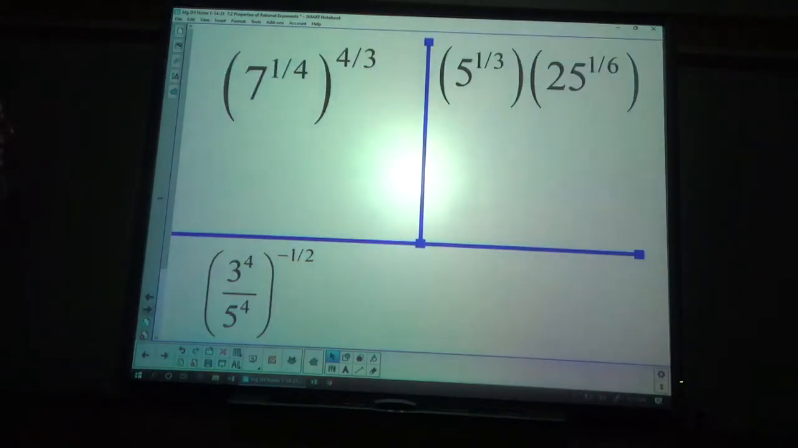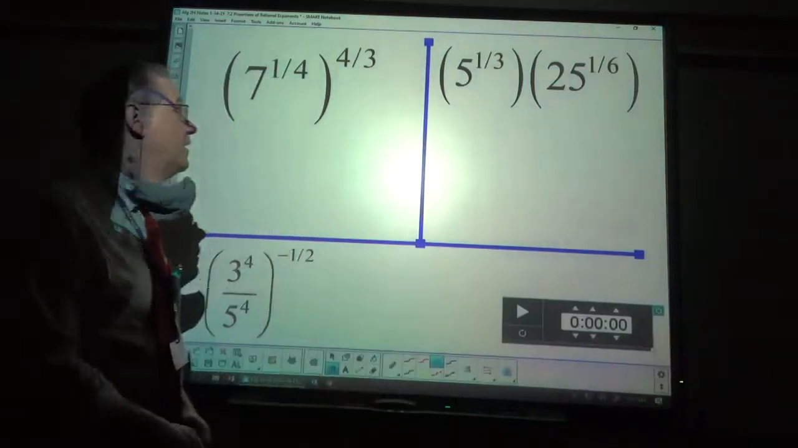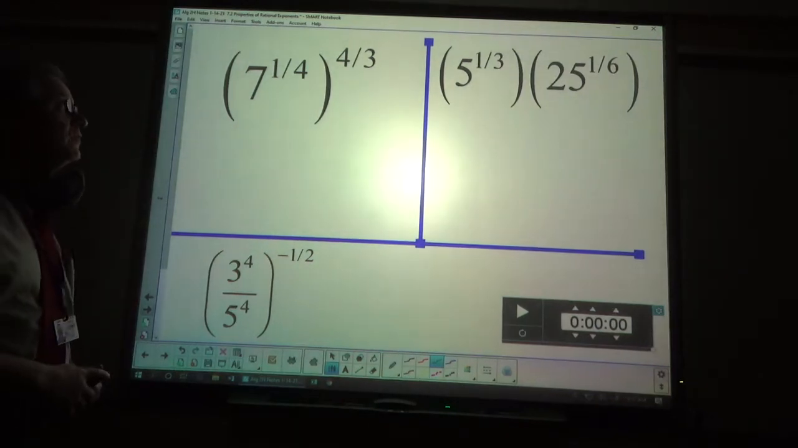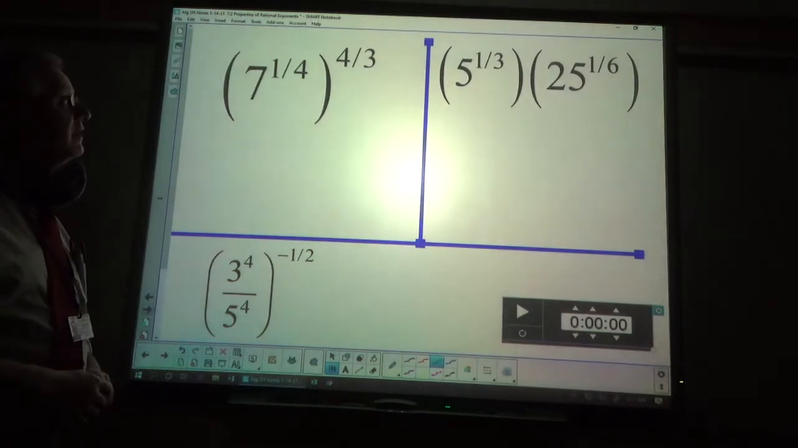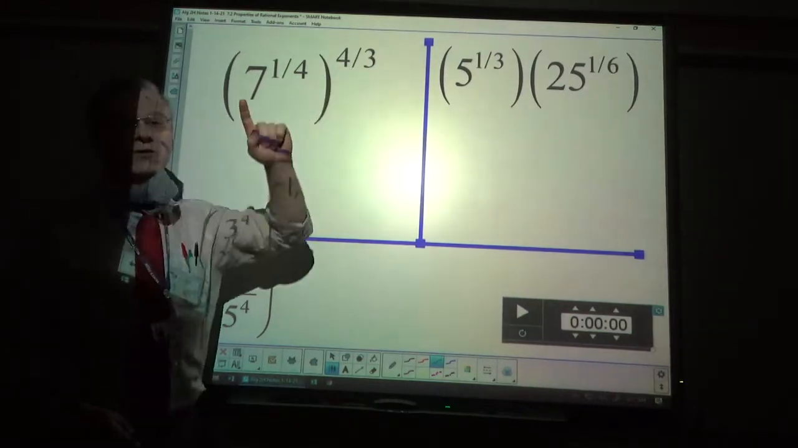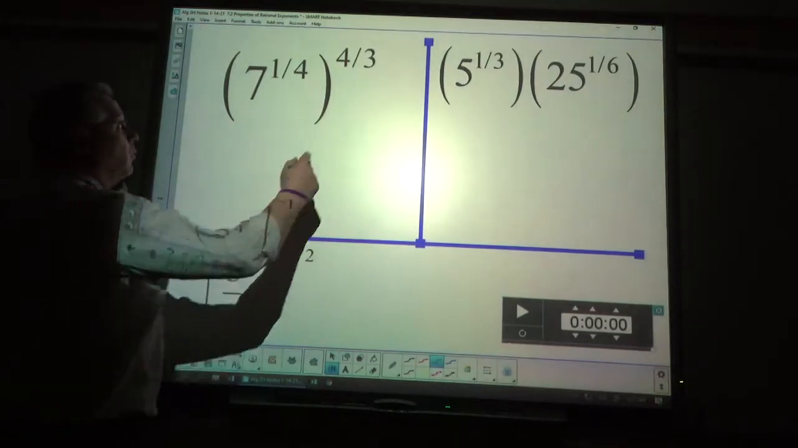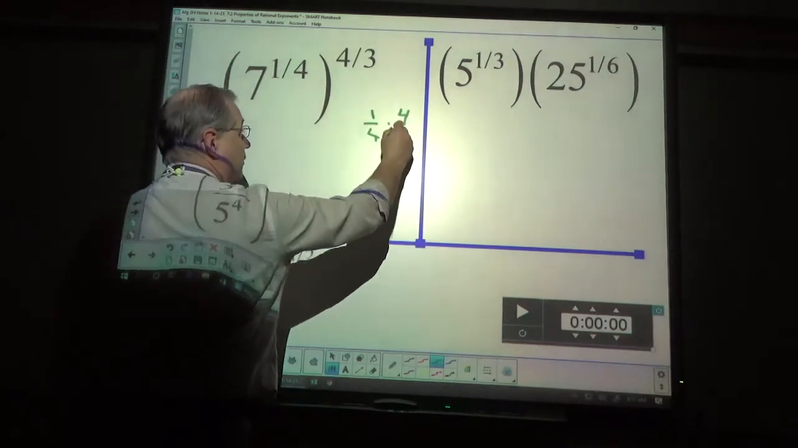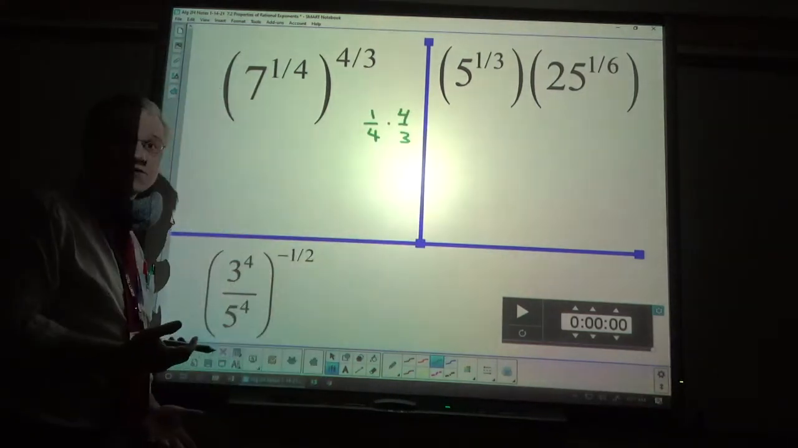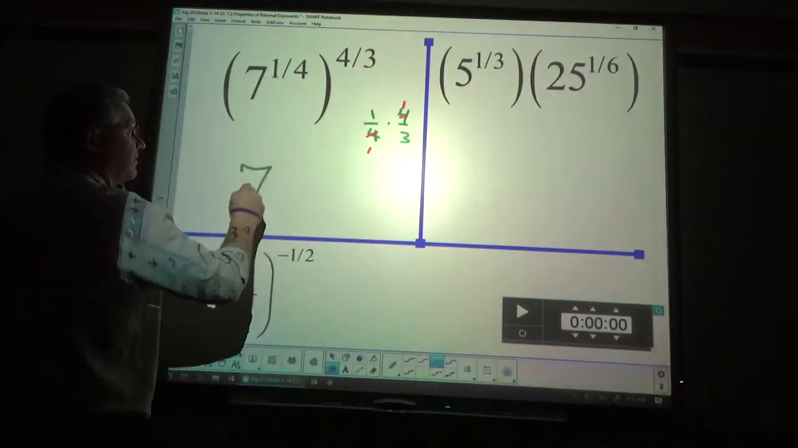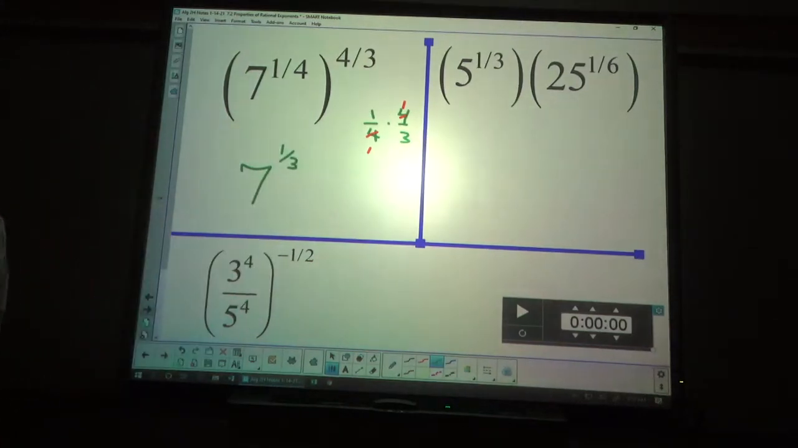All right, let's take a look at these. You could do these in different ways, but I suggest you actually make sure first that they have the same denominator, if possible, and then deal with the powers. Now, in this case, it's a power raised to a power. What do we say we do with a power raised to a power? We multiply the exponents. Well, what is 1/4 times 4/3? Well, the 4's cancel, right? So you end up with 7 to the 1/3 power.